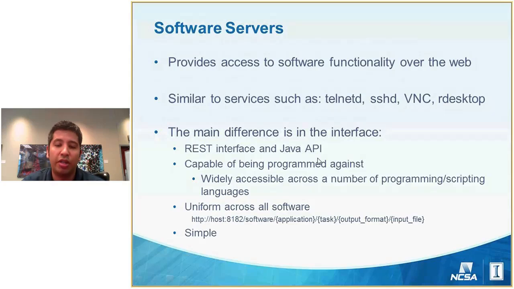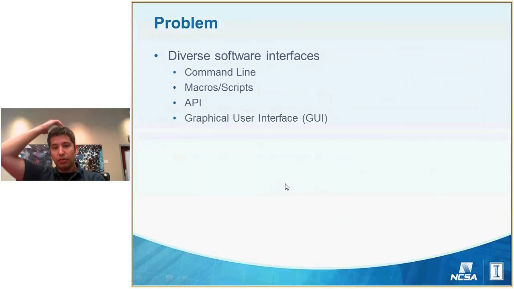And it's a uniform interface. So the REST interface, again, is just a URL. So you would just go to a host holding a software server. You would go to a /software endpoint, where you would then specify stuff like the application you want to use, the task you want to carry out, in terms of conversions, or actually anything, because it talks through files. The output format of the file that you're sending to it, and the input file. You would post that file to this URL, and it would actually carry out that task on that remote machine with that software. And the idea is also it's simple. It's nothing complicated, and it's easy for people to use.